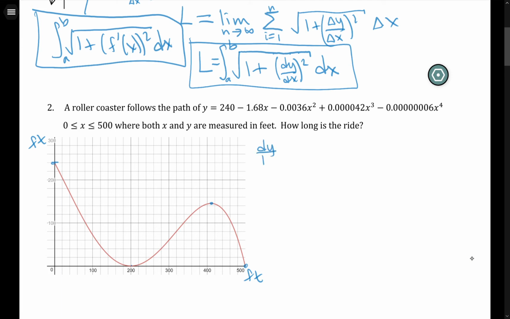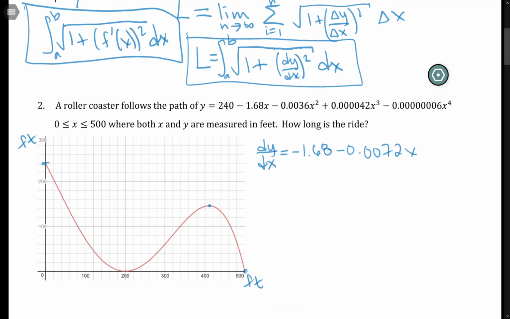So if I want to find dy/dx, I did give you pretty messy numbers here, but we should be able to handle that, I hope. The 240 is just going to drop out. We'll get a negative 1.68 just as a constant, and then we'll get negative 36 times 2, 0.0072x. And then drop down the 3. 42 times 3 is 126. I'm cheating so that you don't have to wait for me to do this in my head. So we had 4 zeros, now we'll only have 3.